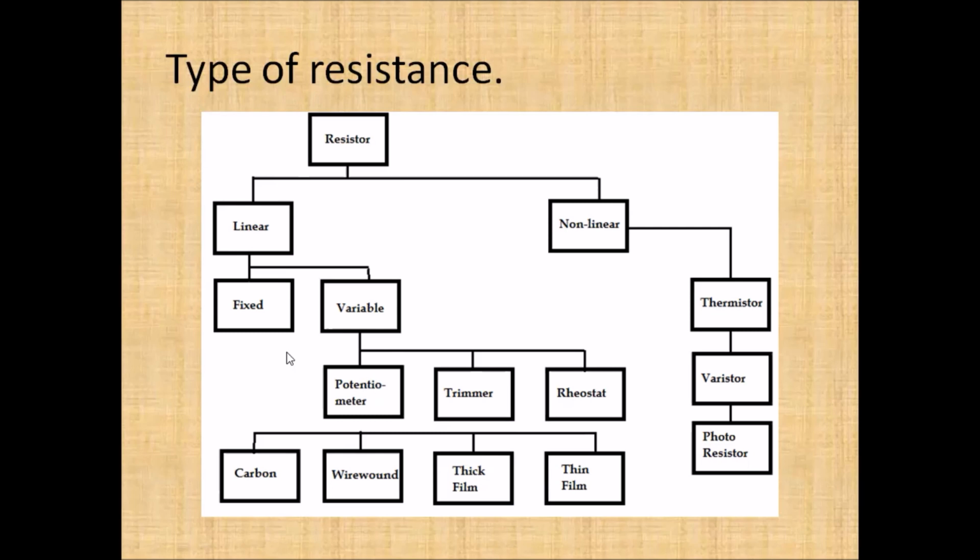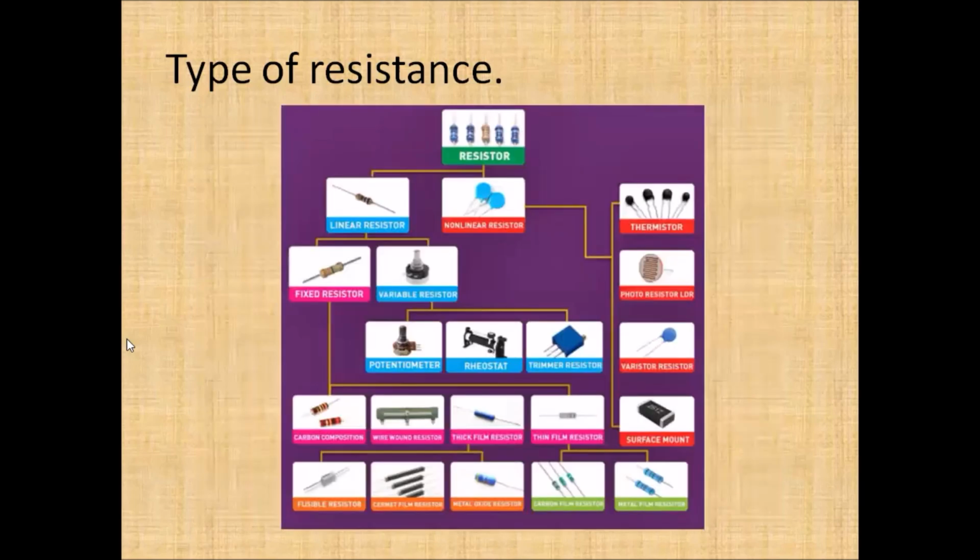So the fixed resistors are the most common, which are used in various PCBs from the electronics branch, and generally the variable types of resistor, like potentiometer, trimmer resistor and rheostat, we are using for laboratory experimentation purposes. So let's see the pictorial representation of all these. This is how the fixed and variable resistors look like.